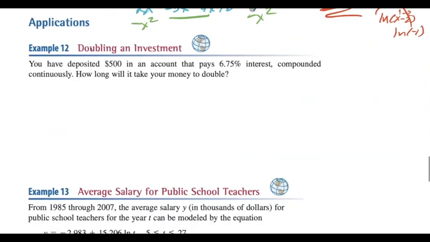Okay, applications. Let's say you have deposited $500 into an account that pays 6.75% interest, compounded continuously. How long will it take for you to double your money? This is compounded continuously, so you've got to remember our formula, A = Pe^(rt). Let's plug everything in. We deposit $500, that's our P. We have our rate, 0.0675.